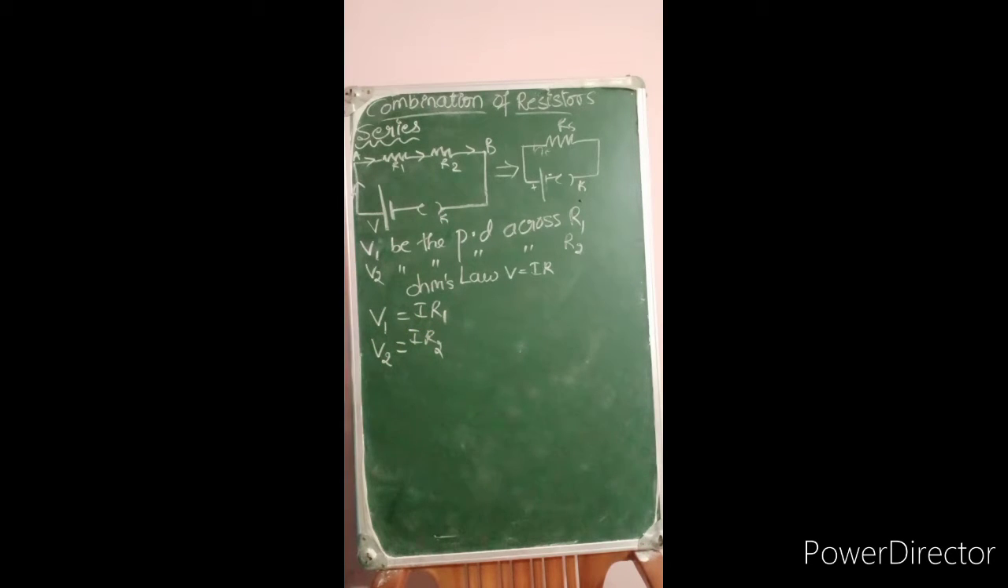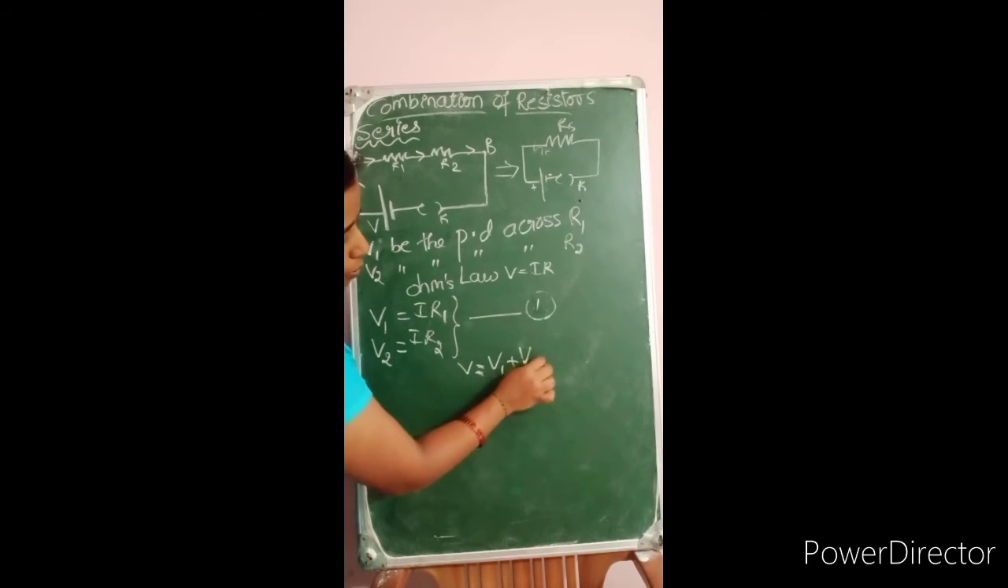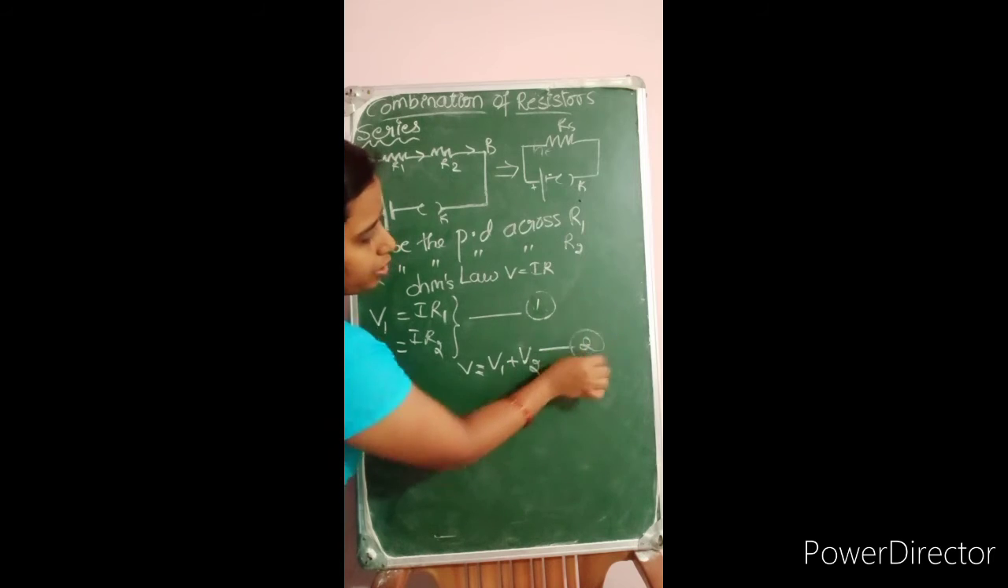We have two potential differences here. Take this as equation number 1. We have the potential difference V here. In the series combination, the potential difference always gets divided and the current through the conductor remains constant. So V is equal to V1 plus V2. Take this as equation number 2.